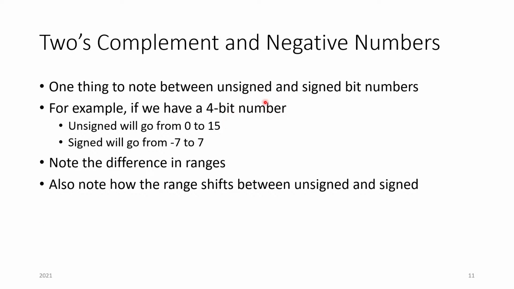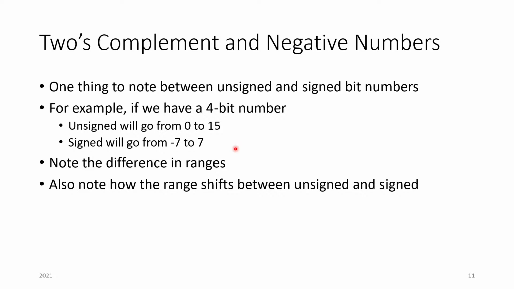So one thing to note between unsigned and signed bit numbers is that the range of how many numbers can be represented is going to change. If we had an unsigned 4-bit number, this will go from 0 to 15. But with a signed number, it ends up going from -7 to +7. So this difference in ranges between unsigned and signed bit numbers is something you have to pay quite a bit of attention to when you're dealing with either one of these.